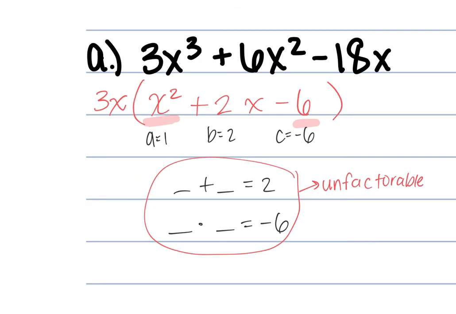So if it's unfactorable, that means that we stop right here. This is our answer, okay? We cannot move on because we can't factor any further, okay? Yeah, Ronnie? Wait, when do you multiply the A and C? When A is not equal to 1, okay?